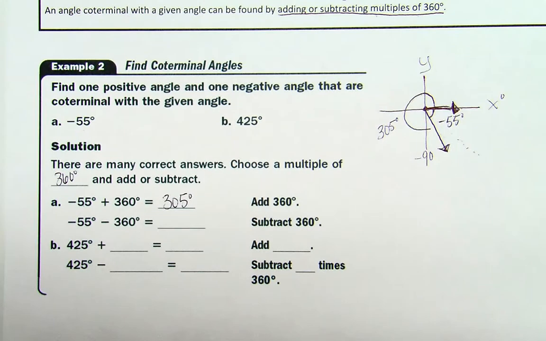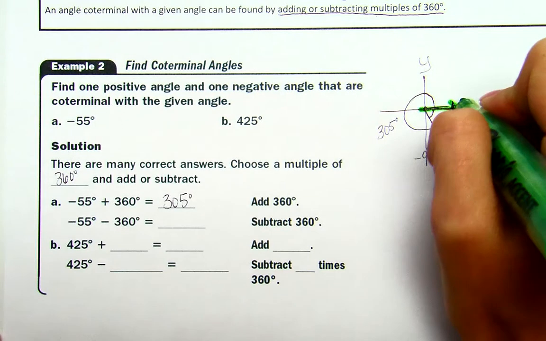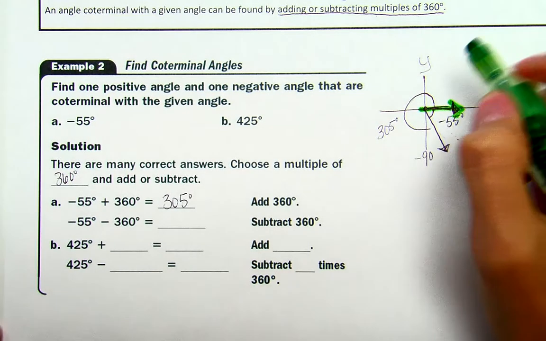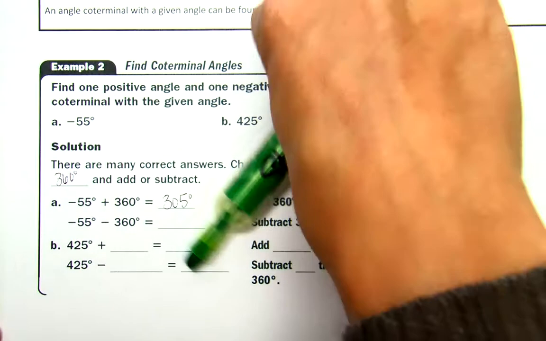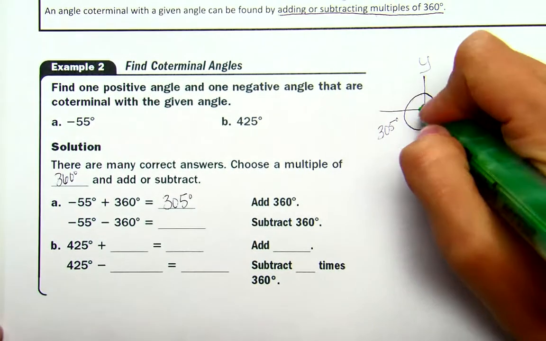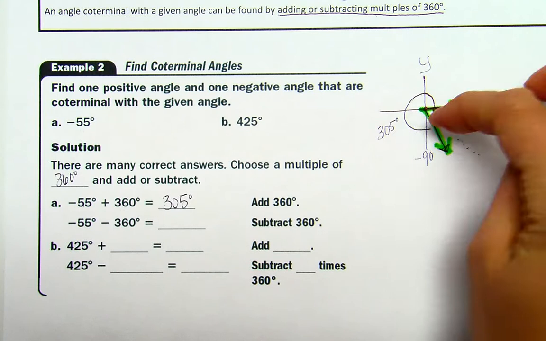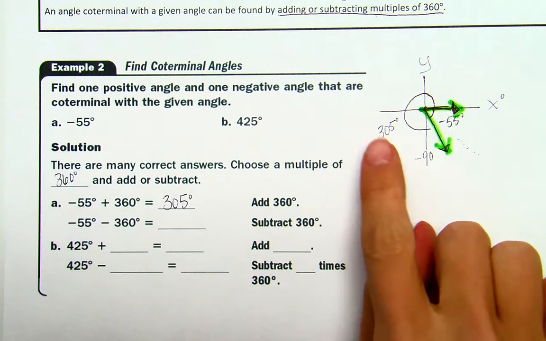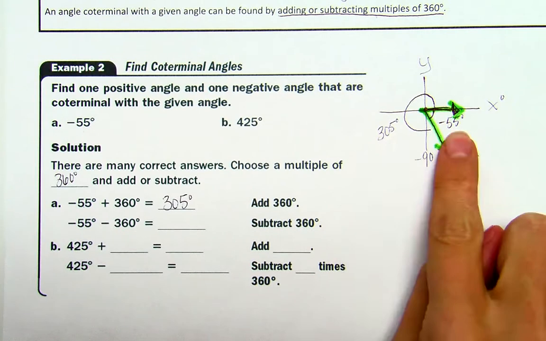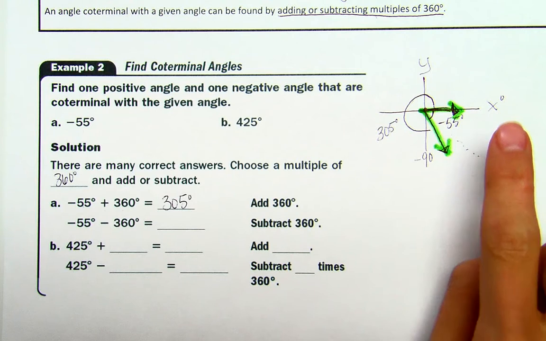So in other words, if I started off with my initial side on my x-axis and traveled all the way around counterclockwise and land right back on top of this terminal side, the opposite angle on the other side is going to be 305 degrees. And if you add these two up, 305 and 55 degrees, you should get a full circle, which would be 360.